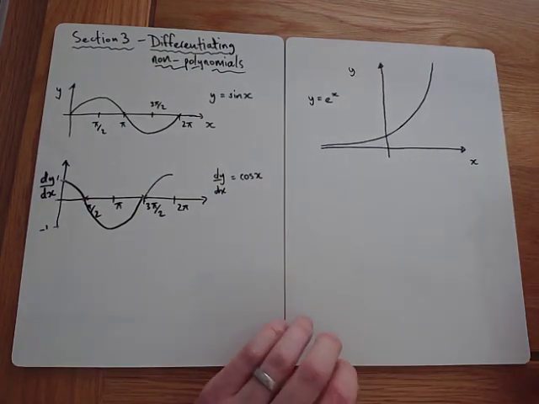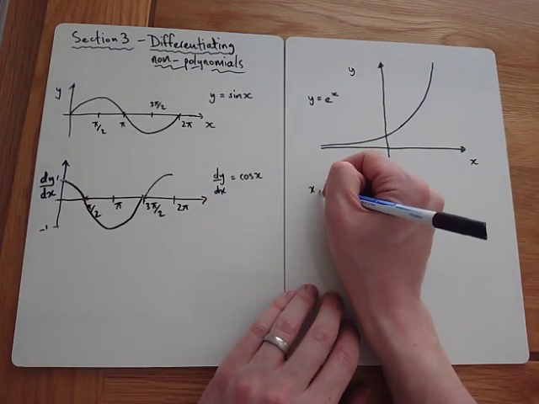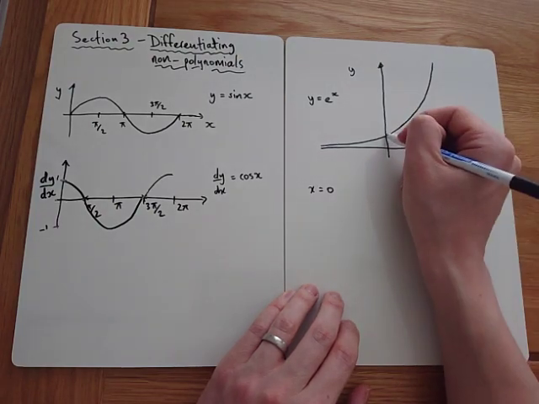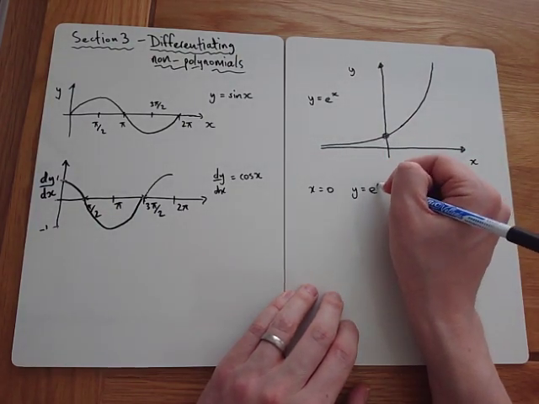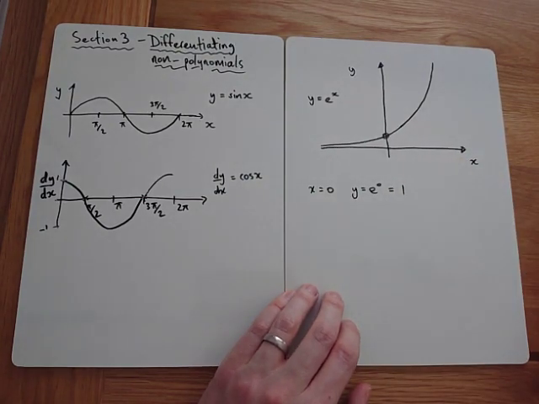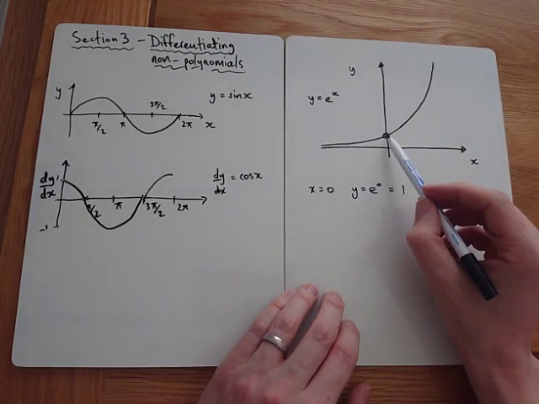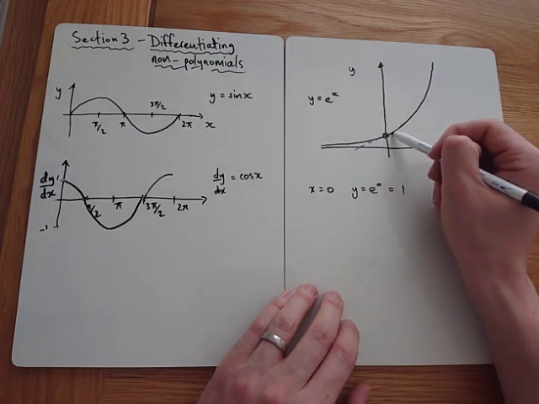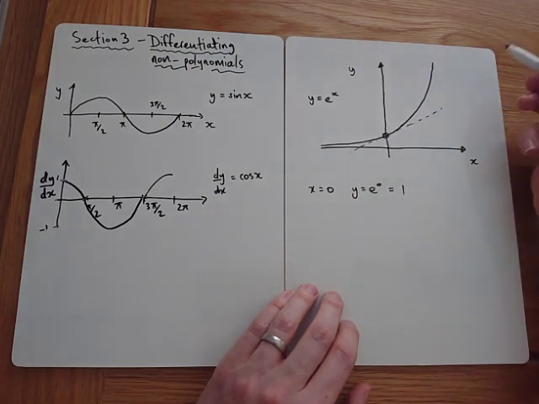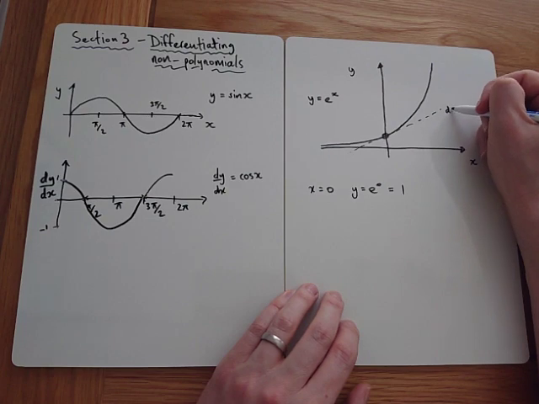Okay, let's look at points. So if x equals 0, we know y equals e to the 0, which is 1. And if you look at the gradient for that point, think about the tangent. At that point there, the gradient is also equal to 1.